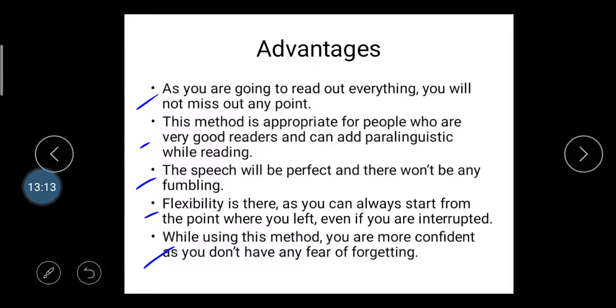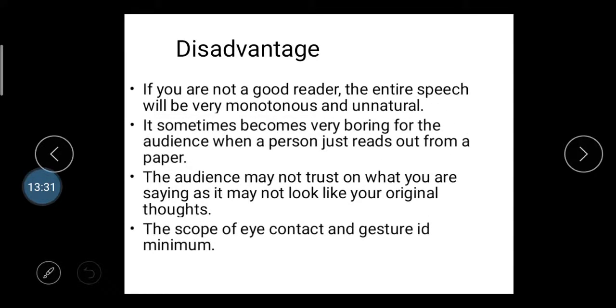Okay, then what are the disadvantages of this method? Because a coin has two sides, there is always both an advantage and a disadvantage of this method. The disadvantage is, if you are not a good reader, the entire speech will be very monotonous and unnatural, because when you read from the script point by point, at that time some audience can get bored. So it creates a negative impact on your audience.